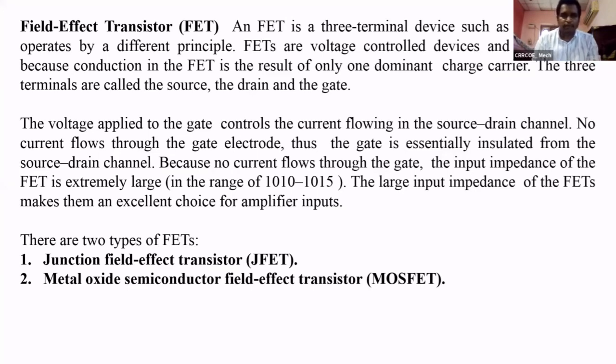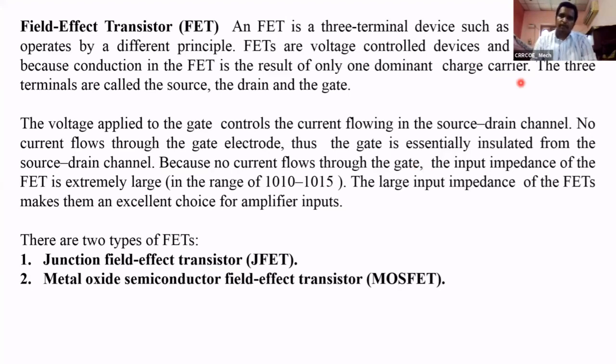Two more minutes. Next one is the field effect transistor. In the previous topic, BJT is a current control device. By varying the input current, we get the output current. Base current is the input current, and collector current is the output current. By varying the base current, we can control the collector current. That's why BJT is called a current control device.